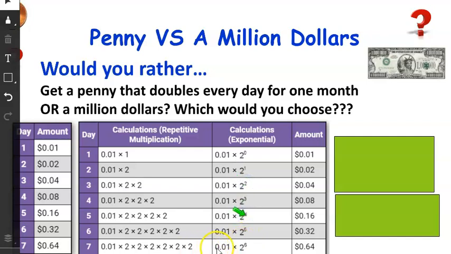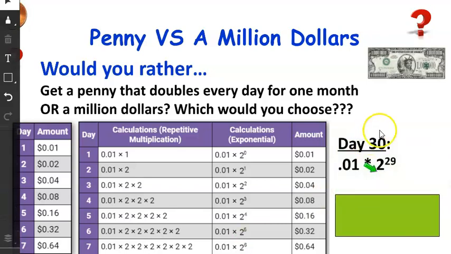Okay, and notice on day 7, it's the penny times 2 to the 6th power. So basically the formula to calculate after 30 days is the penny times 2 to the days minus 1. Let's take a look. Day 30. On day 30, you have your penny times 2 to the 29th power. Why not 30? Why isn't the exponent 30? Well, because on day 1, it's just the penny, nothing more, nothing less.